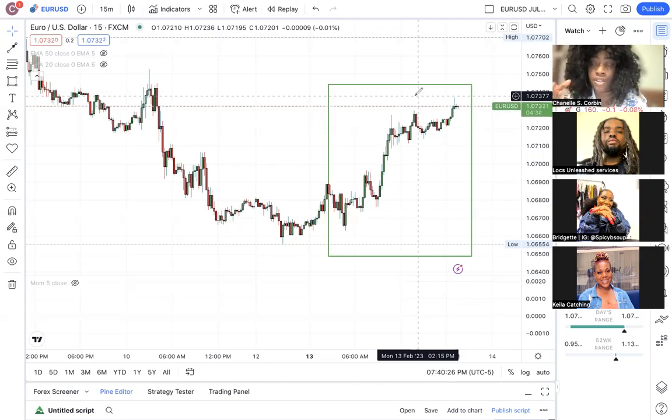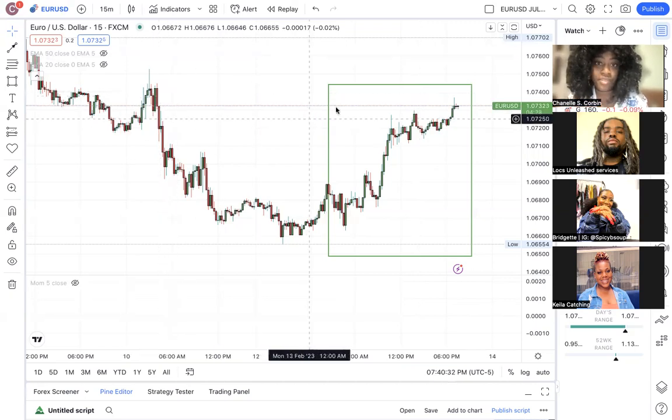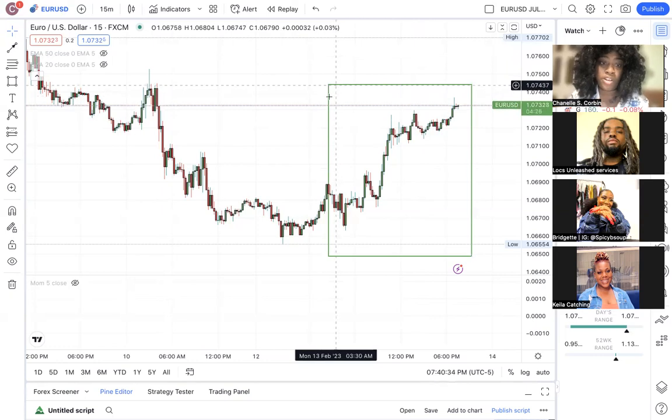This means that I want the market to take me out at a certain place if it does not go in my favor, right? So now we know a little bit more about market structure.